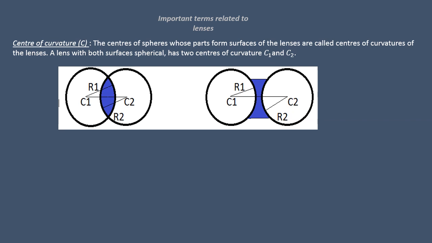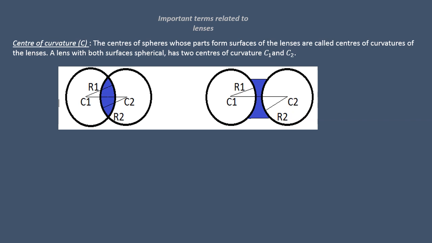So when you get two intersecting circles, you can get a convex lens, correct? Now this lens is a part of a sphere, and therefore the centers of your spheres are called the centers of curvature. It is the same for convex as well as concave lenses, correct?